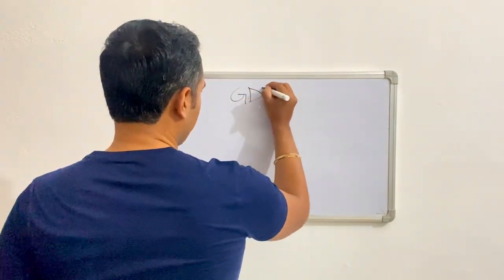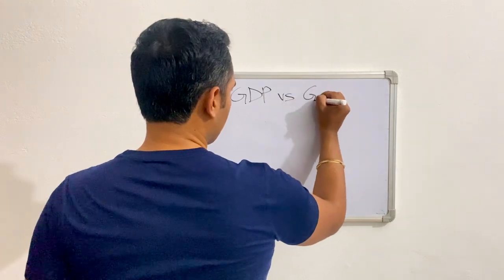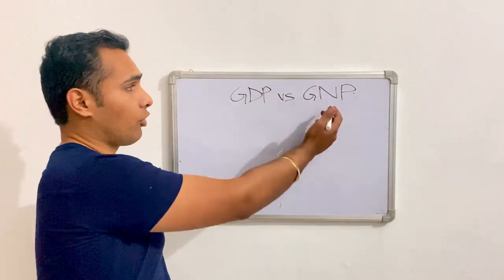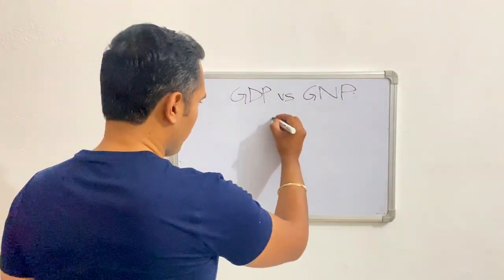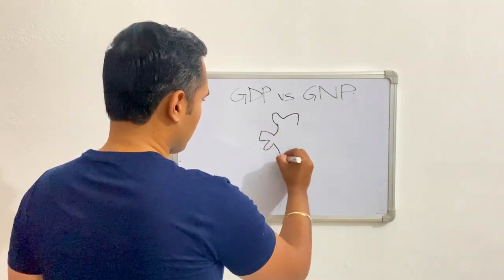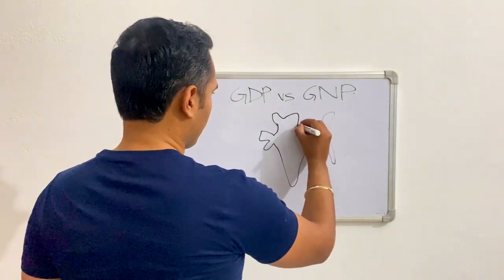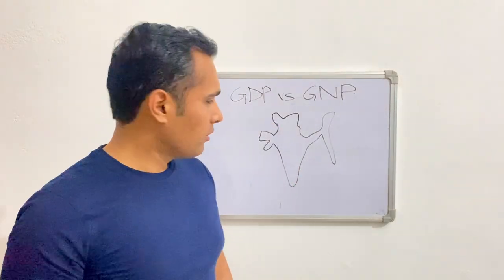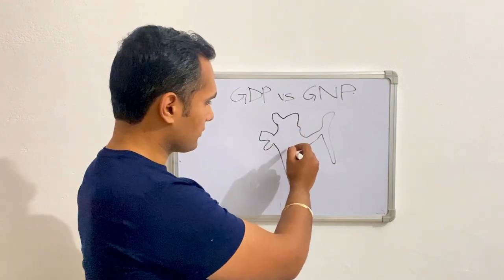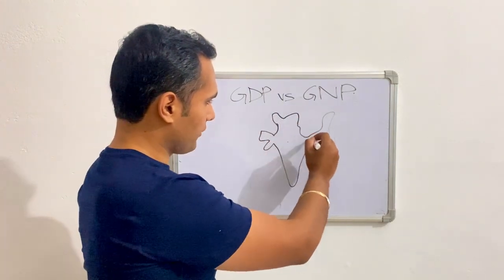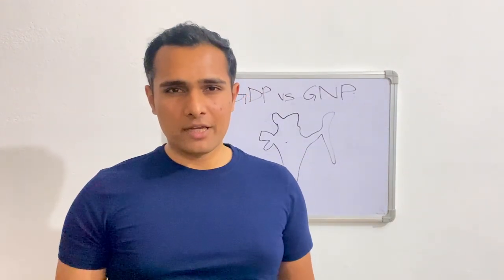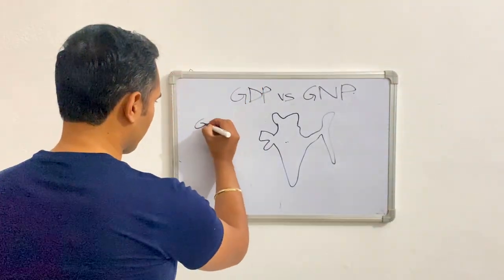Now another important basic concept is GDP versus GNP. How are GDP and GNP different? What is GDP? What is GNP? If we look at India, these are the borders of India, the physical boundary of India. Whatever goods and services get produced within the borders of India, the total value of goods and services inside the borders of India, is going to come under GDP, gross domestic product.